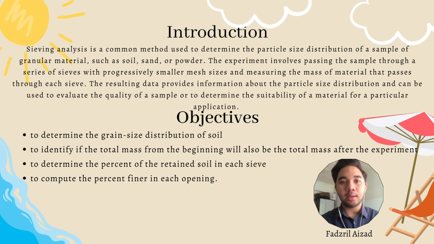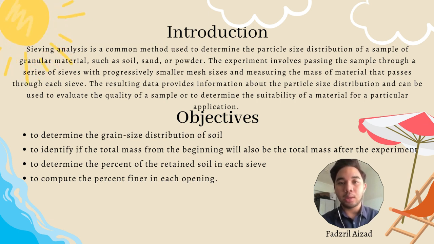As you can see in this slide, sieving analysis is a common method used to determine the particle size distribution of a sample of granular material, such as soil, sand or powder. The experiment involves passing the sample through a series of sieves with progressively smaller mesh size and measuring the mass of material that passes through each sieve. The resulting data provides information about the particle size distribution and can be used to evaluate the quality of a sample or to determine the suitability of a material for a particular application.